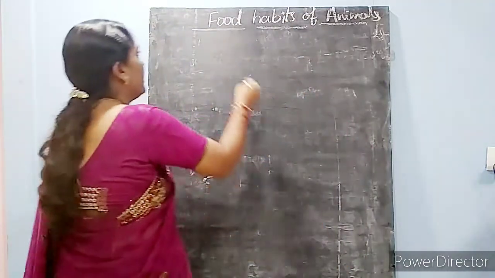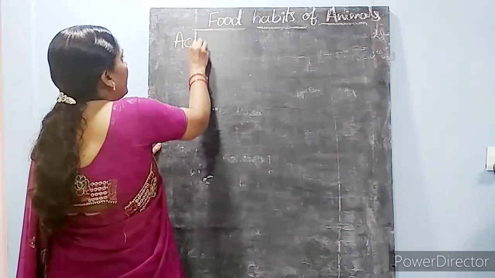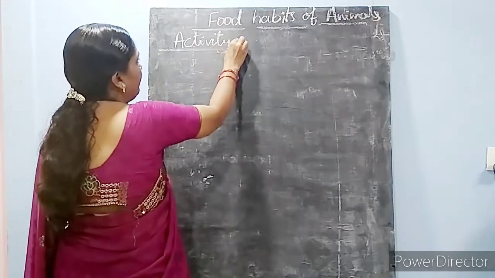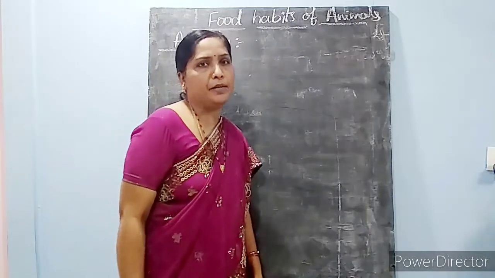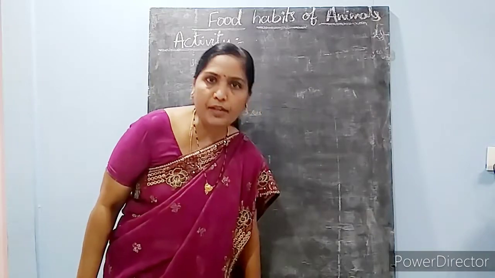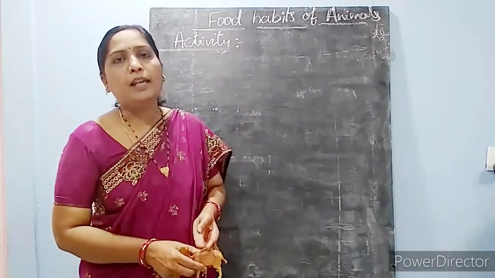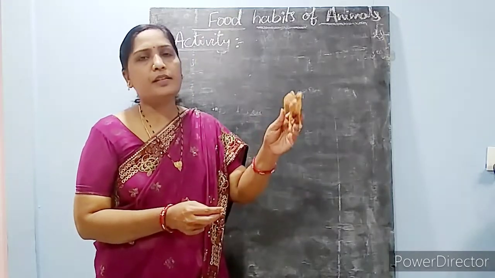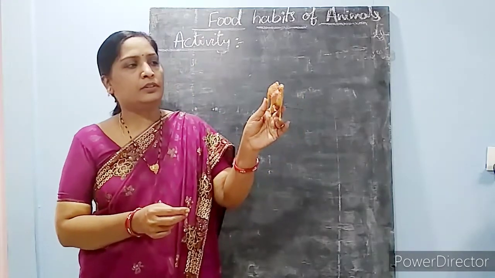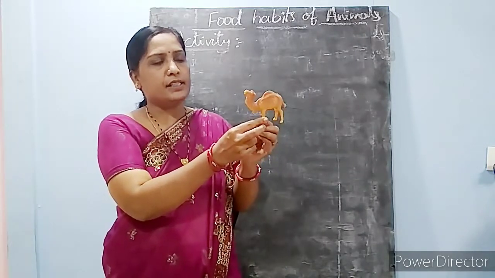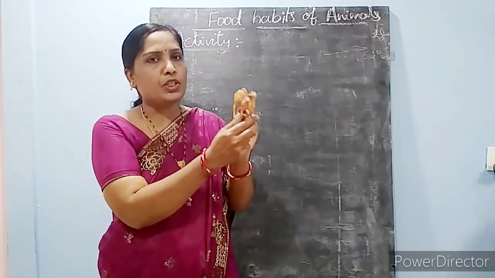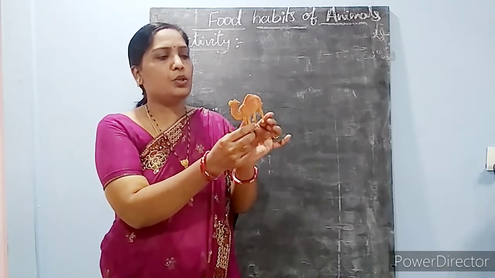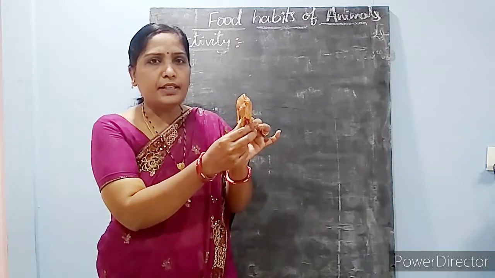So to understand our lesson, we are doing a small activity now. What is that activity? We'll see. I'll show you some animals, children. You try to identify these animals and tell me what this animal eats. Okay. So look at this animal picture. Which toy is it? It's a toy, right? So which animal is it? It's a camel. So what does a camel eat?